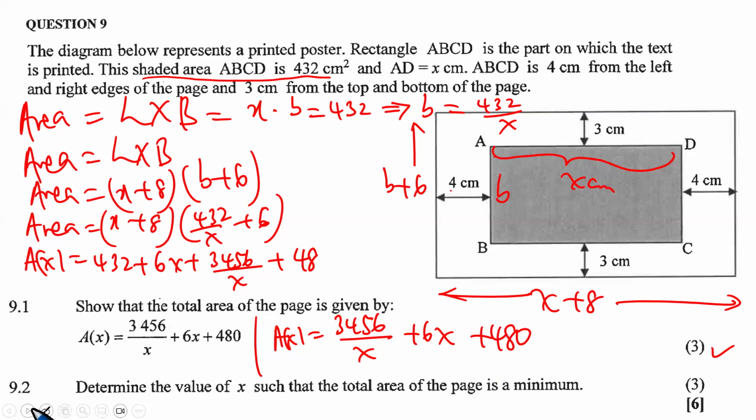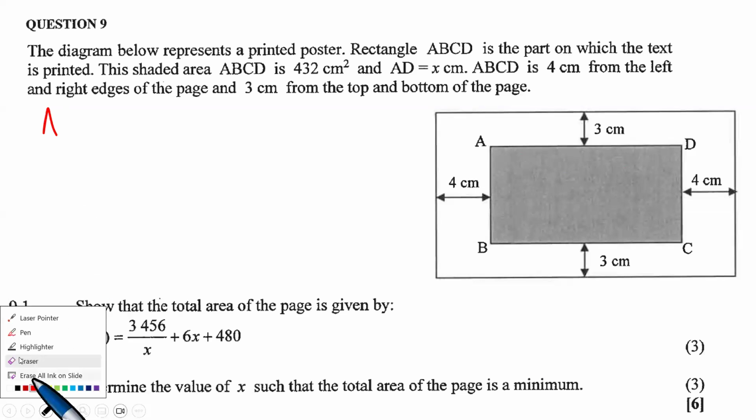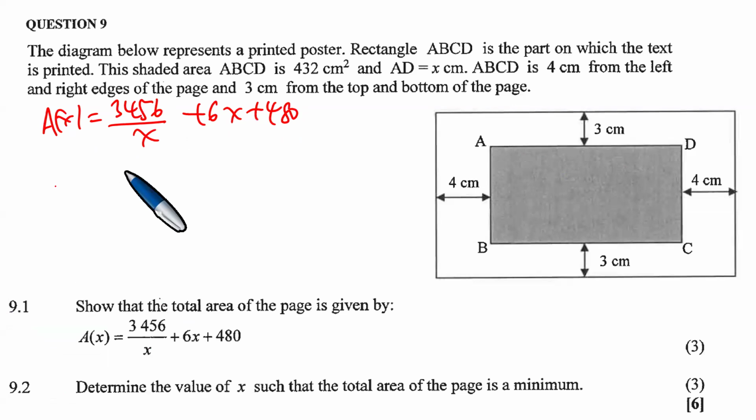In question 9.2, the examiner is saying determine the value of x such that the total area of the page is a minimum. And we are able to minimize the area as follows. So in 9.2, first things first, the area itself was determined in the previous question. So the answer to this question entirely depends on the previous question. So the area, which is 3456 divided by x, plus 6x plus 480. So we are able to find the slope.